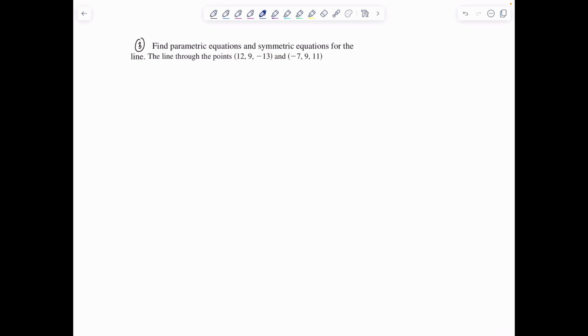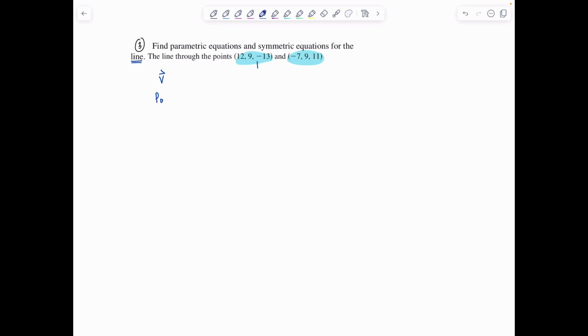Next exercise, find parametric equations and symmetric equations. Okay, I'll explain what that is if you need a refresher. For the line that goes through the points (12, 9, -13) and (-7, 9, 11). So what do I need to write the equation of a line in 3 space? I need a direction vector and I need a point. Well, I have 2 points. So with those 2 points, I can find a direction vector, and then I can just pick one of them to be P0. So let's go ahead and make our direction vector.